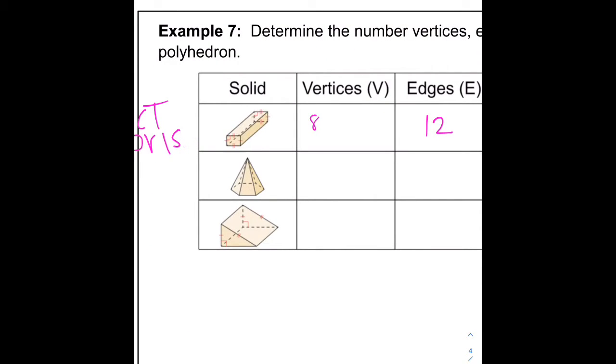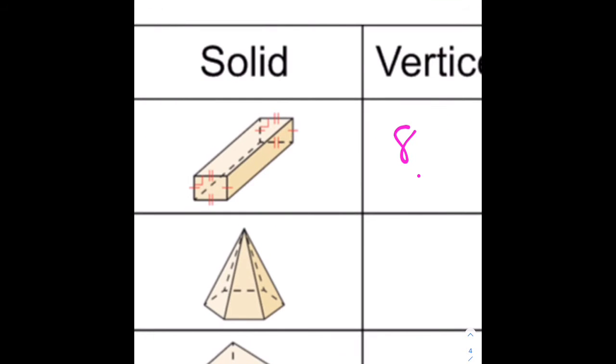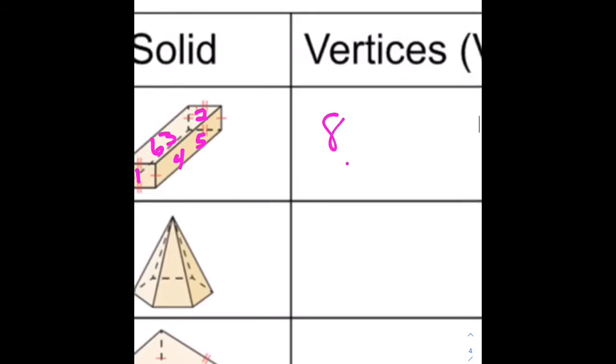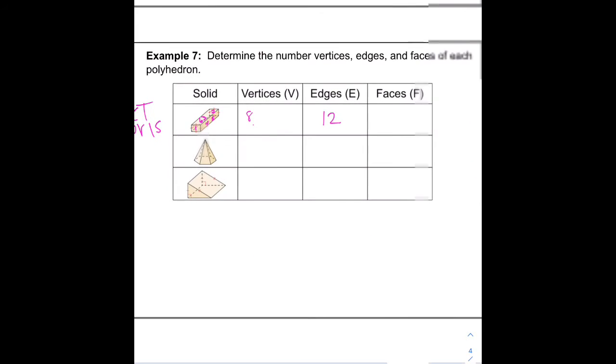And if we want to talk about faces, those are the sides of the box. So you have the front and the back, the top, the bottom, and then the two sides, which gives me a total of 6 faces.